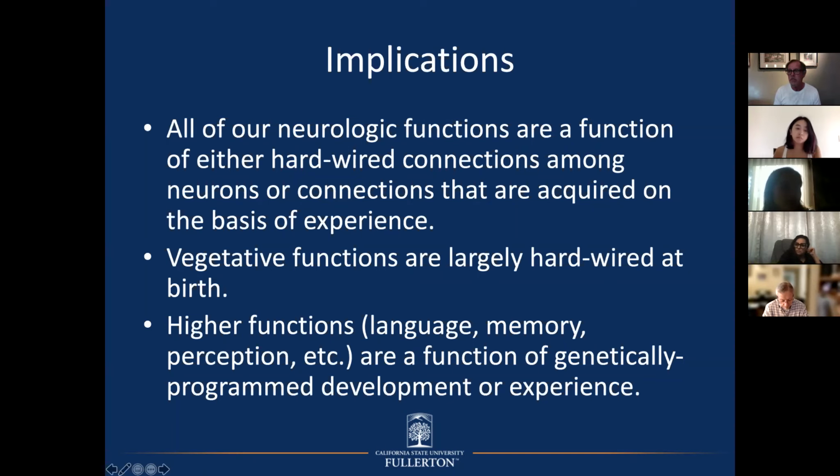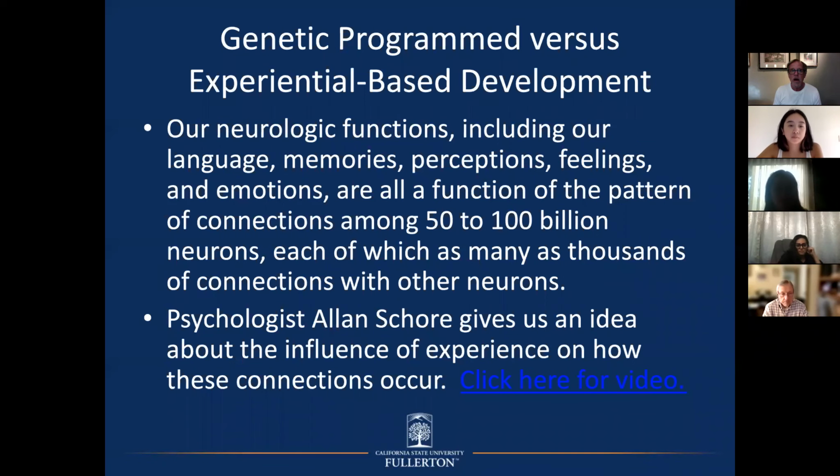So your brain is different from my brain. All of our brains are different. Not the gross anatomy. I mean, we all have a premotor strip, et cetera, but the actual wiring is different, most different out in the cortex, because that's where we do our learning. Genetic program versus experiential based development. Our neurologic functions, including our language, memory, perceptions, feelings, and emotions, are all functions of a pattern of connections among these 50 to 100 billion neurons, each of which has thousands of connections. So that's just a reminder of what you already knew.